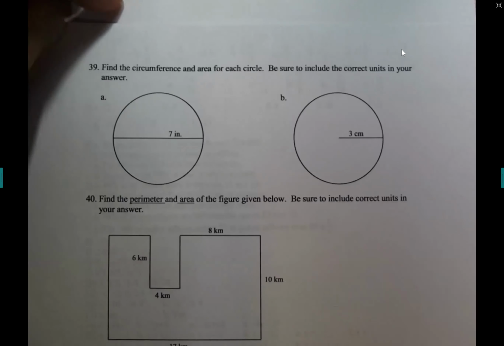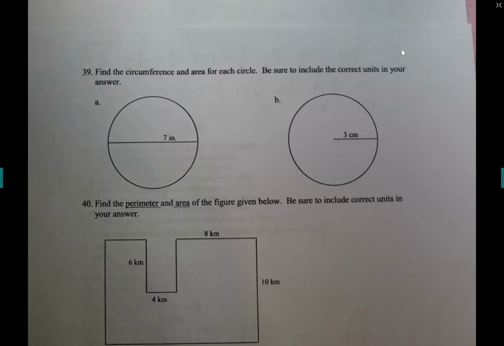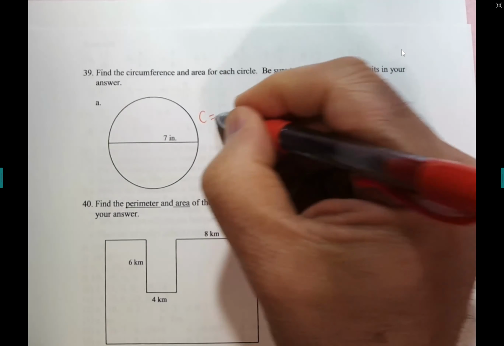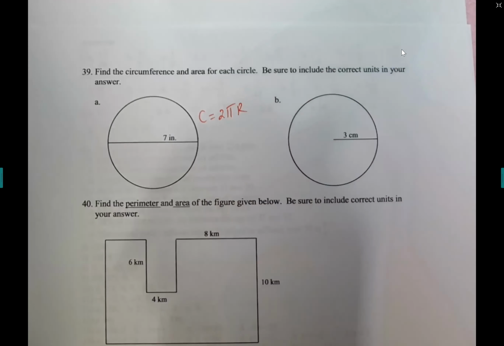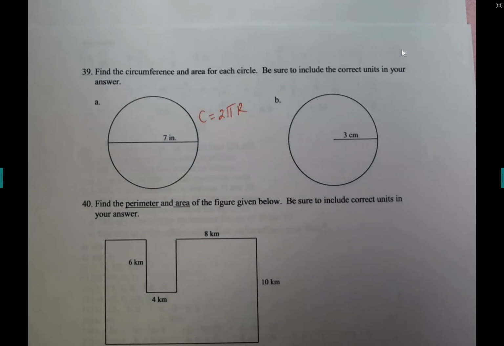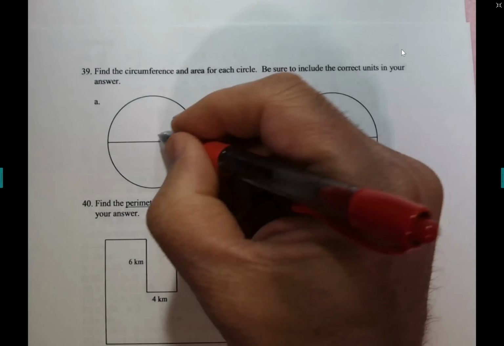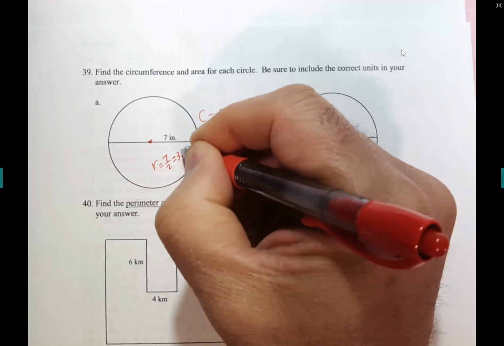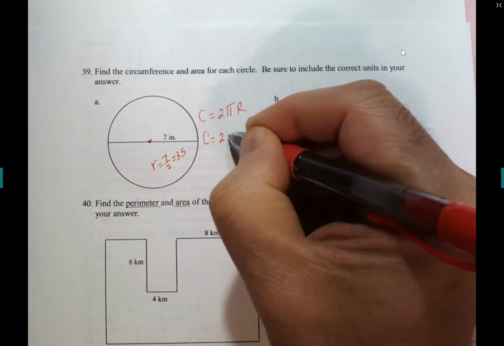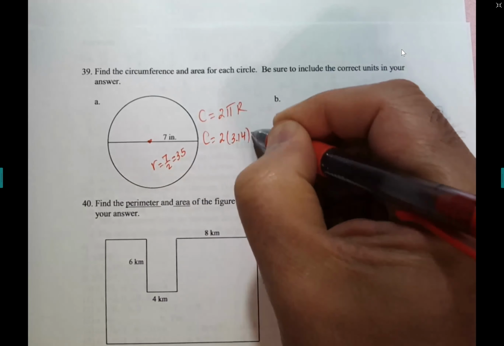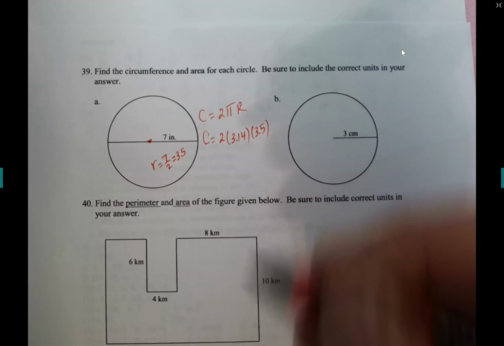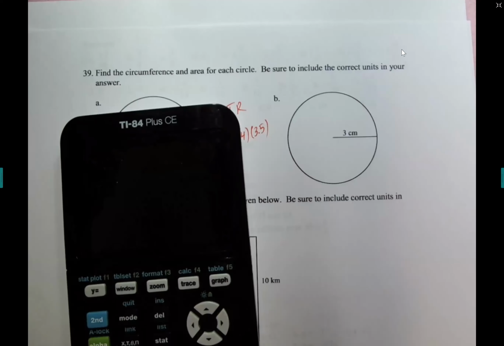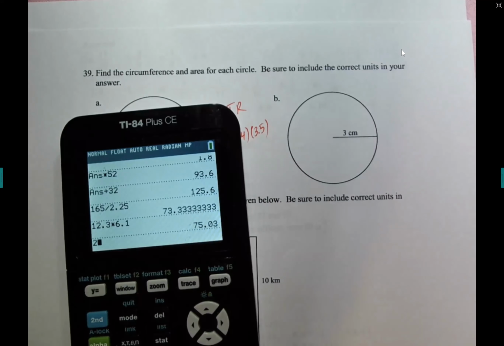Number 39. Find the circumference and the area of the circle. The circumference, guys, is given by this formula, 2 pi r. And radius is half of the diameter. He gives you the diameter here. So my radius is actually 7/2 or 3.5. So your circumference will be 2, pi is 3.14, and then multiply by 3.5. Let's see what the answer is. 2 times 3.14 times 3.5. It's 21.98.